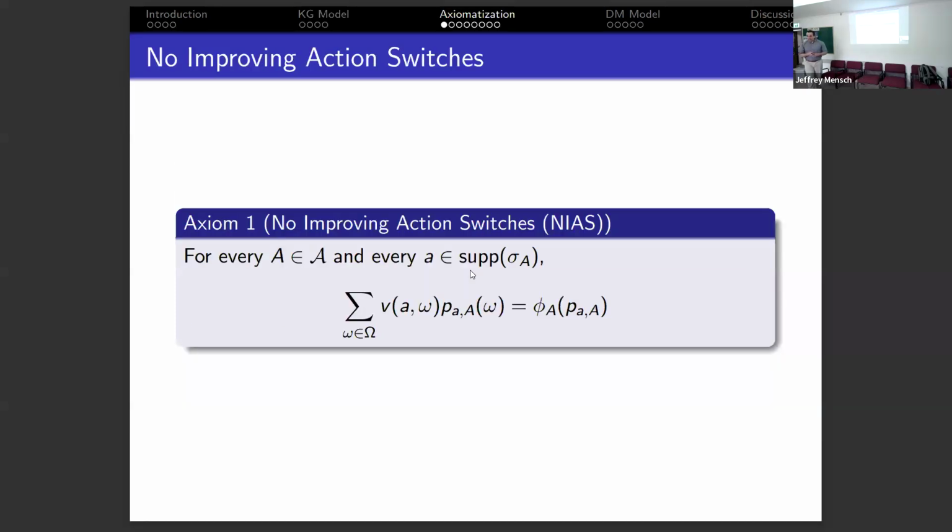Okay, so let's get into our axioms that will get us this particular representation. The first axiom is called no improving action switches, which states that for each menu and for each action in the support of the stochastic choice function sigma, the expected utility for the receiver, or the decision maker, if they were to choose action a at the posterior for a, is equal to their indirect utility. Namely, if this is indeed the posterior that they are seeing, then choosing a would indeed be optimal. This is a sanity check that ensures that what we've constructed is consistent with the rationality of the receiver. They're going to be maximizing their expected utility if indeed this is the information that they're getting.